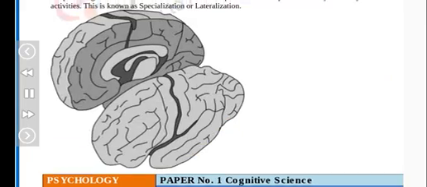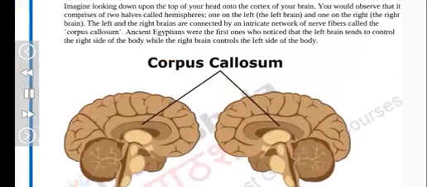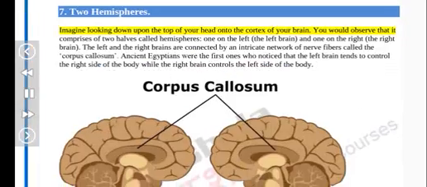Psychology paper number 1, Cognitive Science. 7. Two hemispheres. Imagine looking down upon the top of your head onto the cortex of your brain. You would observe that it comprises two halves called hemispheres, one the left brain, and one the right brain. The left and the right brains are connected by an intricate network of nerve fibers called the corpus callosum. Ancient Egyptians were the first ones who noticed that the left brain tends to control the right side of the body while the right brain controls the left side of the body.